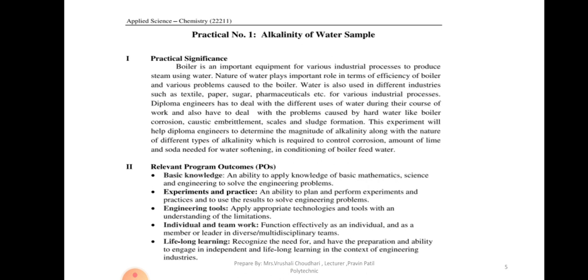If we use alkaline water for industries like textile, paper, sugar, pharmaceutical, it will change the result. We will not get the desired product. Due to alkaline water or hard water, the metal parts undergo corrosion, caustic embrittlement, scale and sludge formation. To avoid it, we must know how much alkalinity is present in the water. Accordingly, we add a suitable acidic medium to neutralize it and convert the water into soft water. It is required for corrosion prevention.